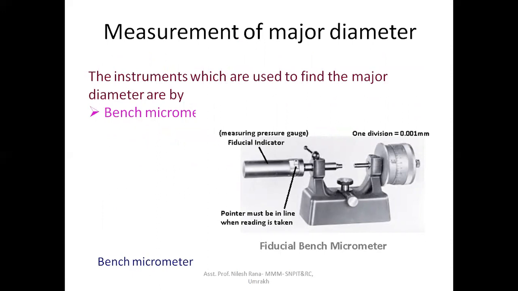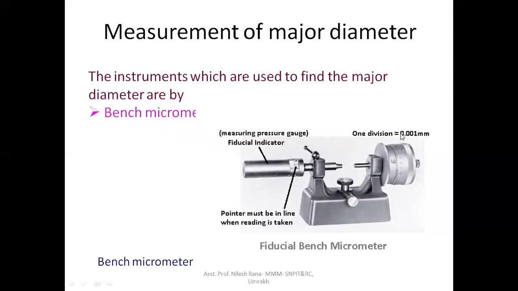Here you can see one measurement instrument by which we can measure the major diameter. The instrument used to find the major diameter is the bench micrometer. This is called the fiducial bench micrometer. You can see the figure. In this figure, there is the measuring pressure gauge. There is a pressure indicator, which will indicate the pressure. This is the micrometer drum.